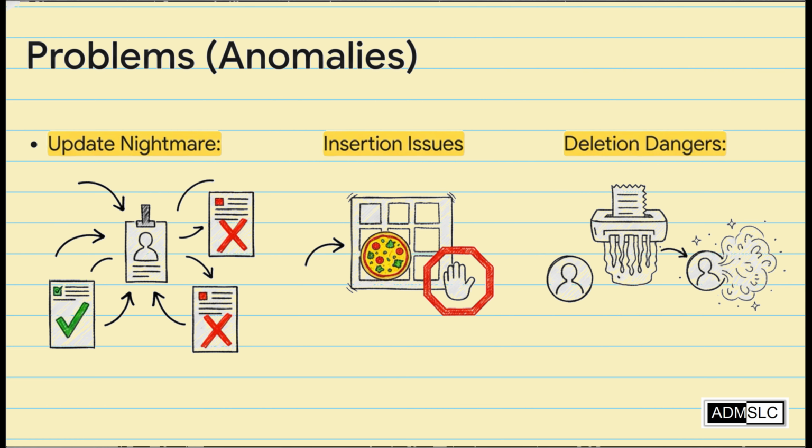And third, the deletion dangers. Look at Sue Jones. She only has one order. If she calls to cancel it and we delete that row, poof! We lose her name, her phone number, and her address completely. All of her customer info is just gone because her order was deleted. This is a super fragile and unreliable way to store your important data.